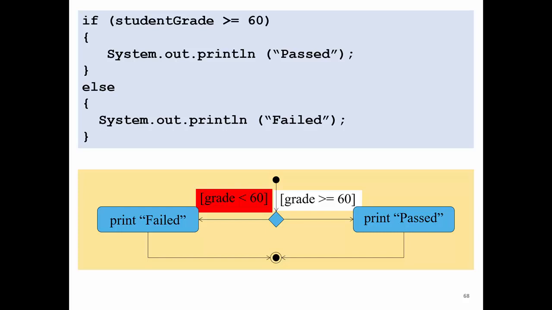So in this case, the if condition is greater than or equal to 60. What's the complement of it? Less than 60. So the condition for else is already defined by the condition of if. It's the complement of that condition.